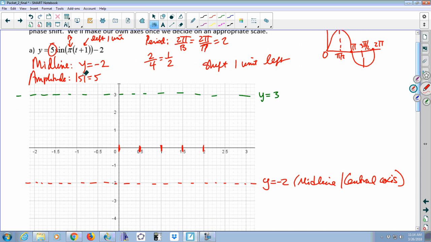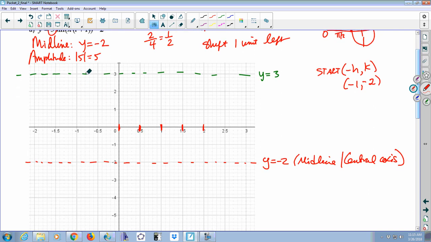So guess what? There's a formula for that. Here's h right here, right? H is +1. So where do you start? You start at -h, comma, k. H is 1. The opposite of 1 is -1. K is my midline, -2. There's my starting point. 1 unit to the left, down to my midline, -2. So here's my starting point right there. Let's put this in blue. -1, comma, -2.